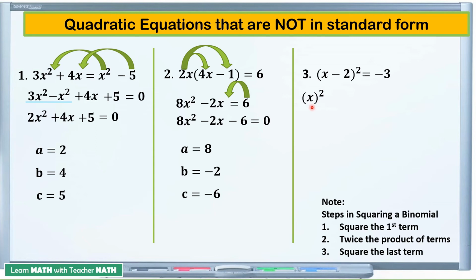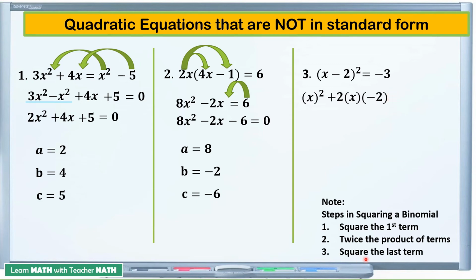So next, always put plus beside this number. So it will become, the second step is twice the product of terms. So twice, so it will become 2 times x, which is the first term, times negative 2. So, sabi ko kanina, laging mayroong plus dito sa pagitan ng first step and the second step. Next step, okay, ganun din ulit sa pagitan ng second step and third step, mayroong plus sign dito.